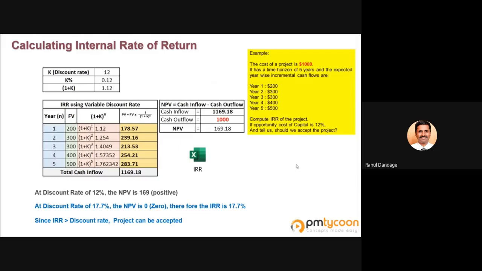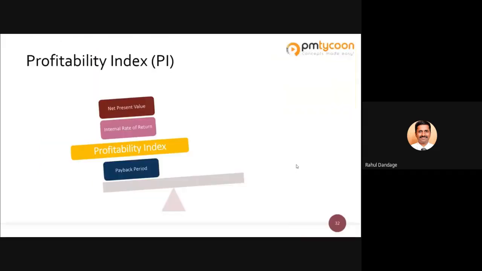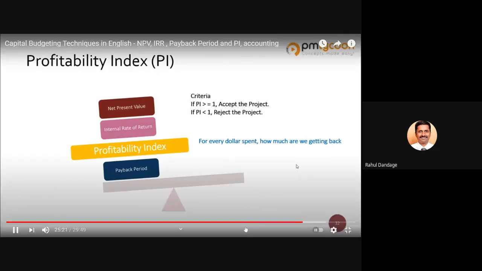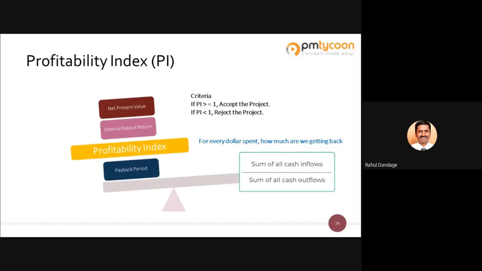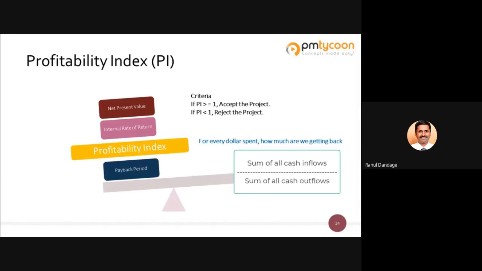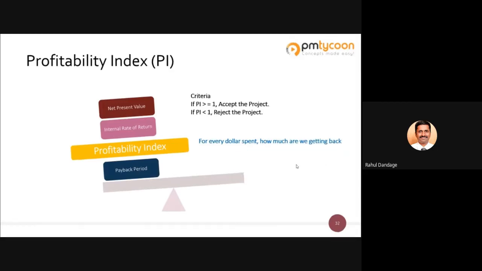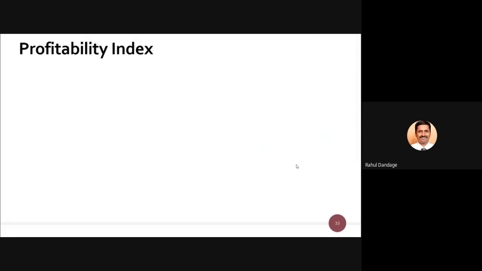Okay. Now let's look at the profitability index. So what is profitability index? It is knowing for every dollar we spend, how much are we getting back. It is easy to calculate. We just need to divide the cash inflows by cash outflows, and it gives us the profitability index number. Let's do the calculation here.